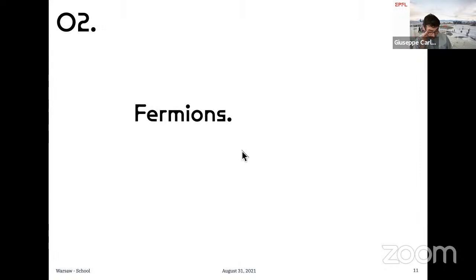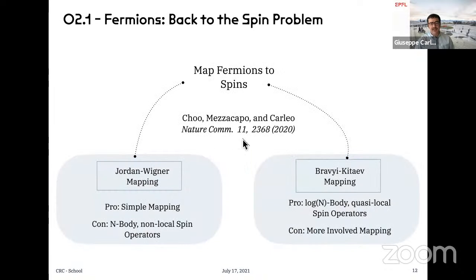Now, talking about symmetries, I just wanted to say a word about fermions, because that's maybe one of the most important symmetries you can think of. There are many ways of doing fermions, actually. I don't want to tell you about all of them. Again, this is also one of the important open problems. One way of doing fermions is to map fermions back to spins. Until now we've talked only about spins, and there is a way to map fermions to spins, for example the Jordan-Wigner mapping.